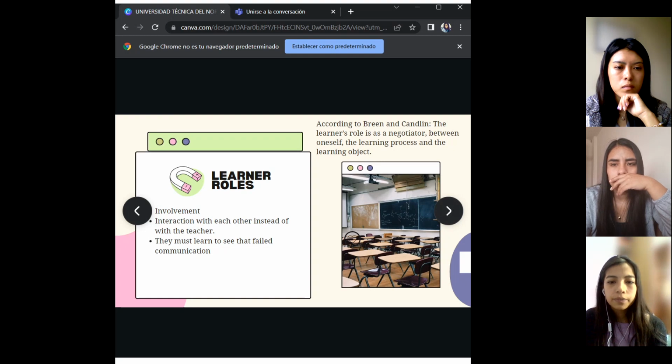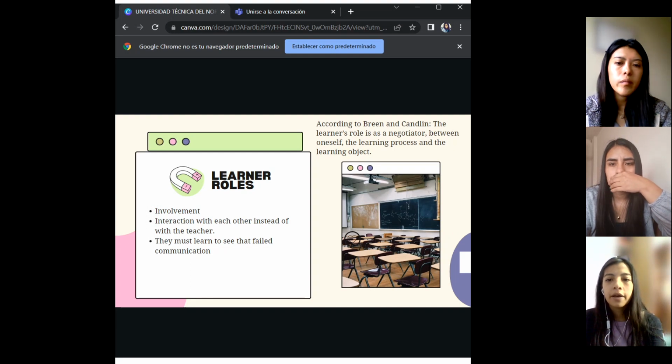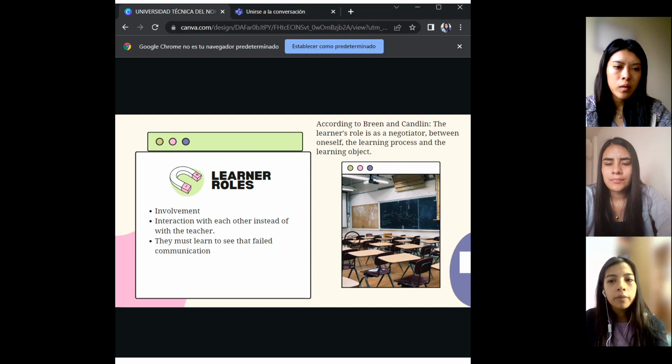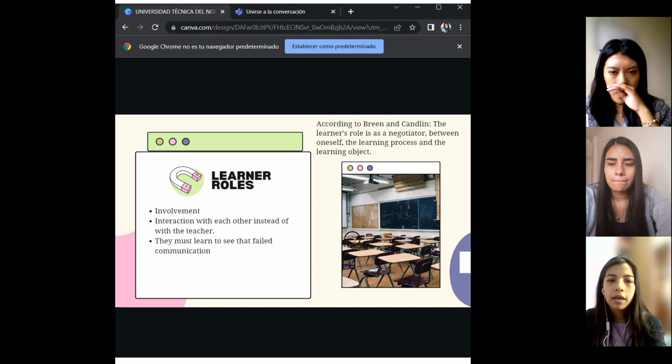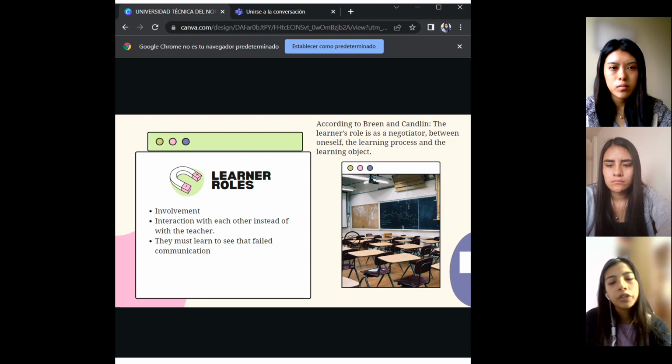The learner's roles. According to Breen and Candlin, the learner's role is that of a negotiator between oneself, the learning process, and the learning objective. Involvement: learners must contribute as much as they gain, and therefore learn independently. They bring current ideas, and teaching and learning should be interaction with each other instead of with the teacher. They must learn to see failed communication as their own responsibility, not the fault of the speaker or the listener.